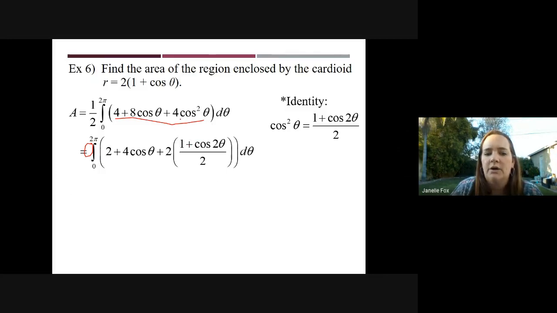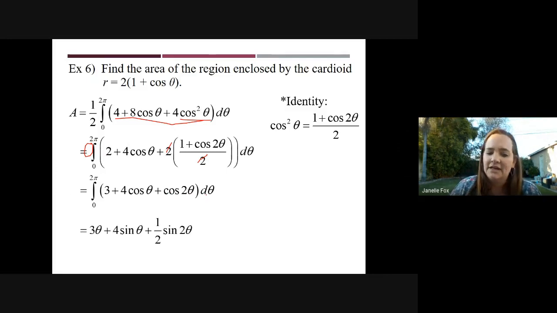So this cosine squared theta has now become 1 plus cosine of 2 theta, all over 2. These 2's are now going to cancel, which is super nice. We're going to combine some like terms, and we get just a 3 plus 4 cosine theta plus cosine of 2 theta d theta.